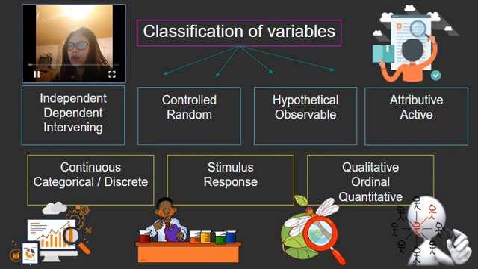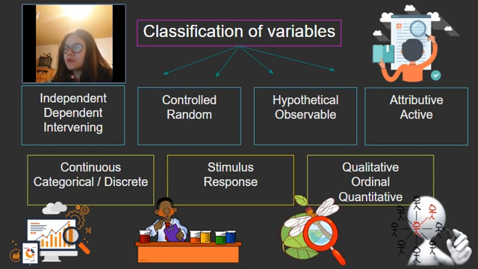Okay, classification of variables. First one, we have the independent variable. It is an element, phenomenon, or situation that explains, conditions, determines, or causes the quantity or quality of another element, phenomenon, or situation. For example, in an experimental work, the independent variable is what the researcher manipulates to see what happens in the dependent variable. So the dependent variable is the one that is explained, conditioned, and determined or caused by the independent variable.